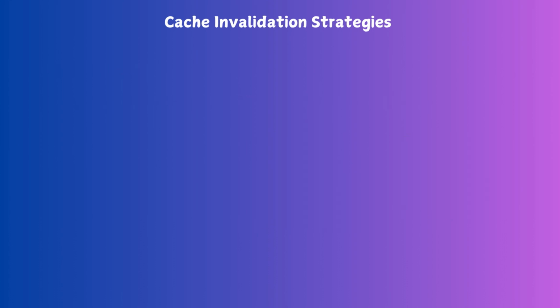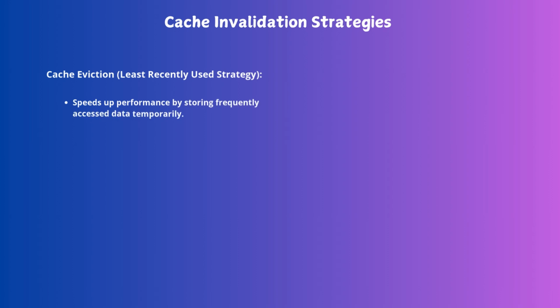Next up, we have cache eviction, specifically focusing on the least recently used, LRU, strategy. Let's break it down. In system design, caching is a powerful method for speeding up data access by storing frequently used information in a temporary storage area known as the cache. However, cache storage is limited and can't hold all the data forever. When the cache reaches its capacity, the system must free up space for new data. This process is called cache eviction.